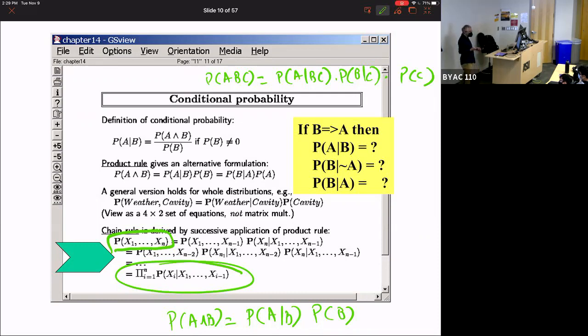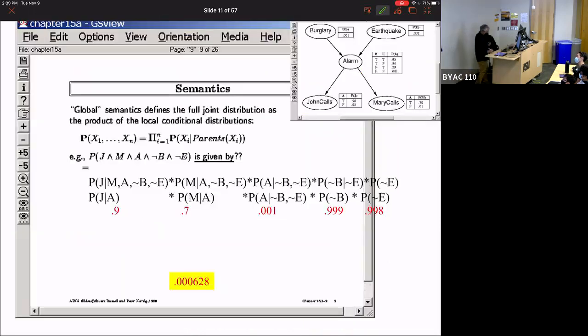Why am I making such a big deal about it? It turns out that you were using the chain rule, along with this idea that a node is conditionally independent of its ancestors given its immediate parents, to compute those probability numbers in the Bayes network. Do you understand what I just said? In particular, this is what you're doing.